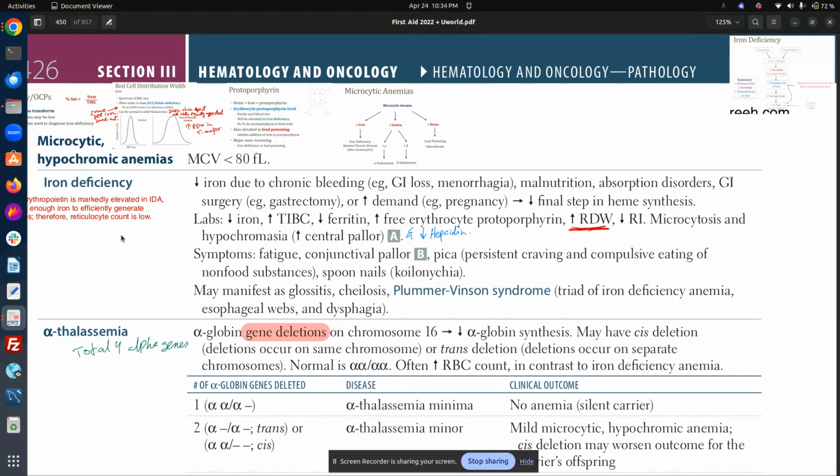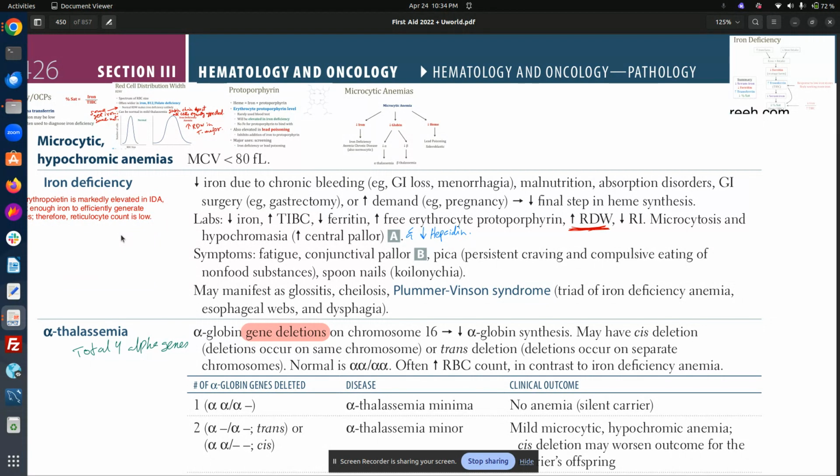Second, malnutrition, when the person is taking less iron in the diet. Absorption disorders like celiac disease can lead to impaired absorption of iron through the GIT. Or GI surgery, example gastrectomy, can also lead to iron deficiency. Or it could be due to increased demand of iron, which happens usually in pregnancy.